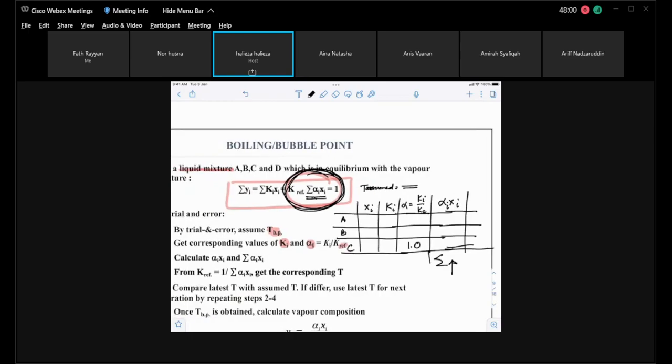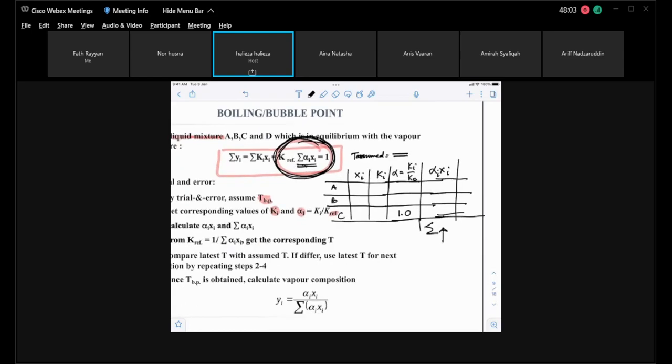Hold on. Let me explain all over again. Okay, the equation is like this: summation alpha i xi equals 1. So your K reference should be 1 over summation alpha i xi. Okay, so you already know what is your, for example, you set this to be Kc, component C.